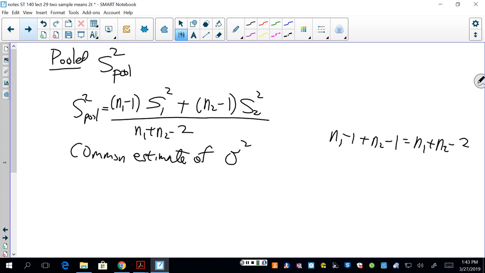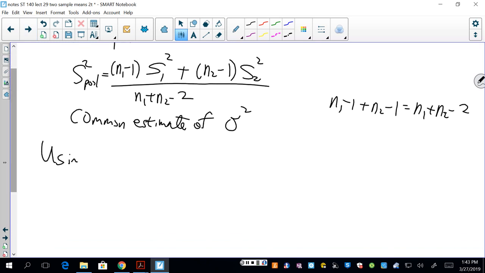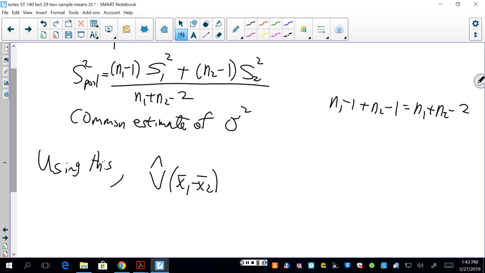So using that, our estimate of the variance of x bar 1 minus x bar 2 is going to be this pooled variance, divided by n1 in the first group, and divided by n2 in the second group. So instead of s1 squared over n1 plus s2 squared over n2, we have the pooled one for both of those. We get better information on that variance by putting the two samples together.